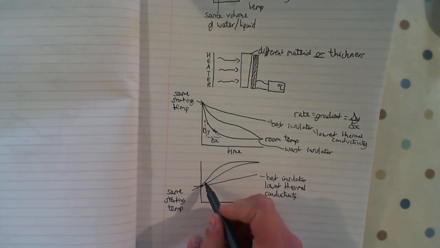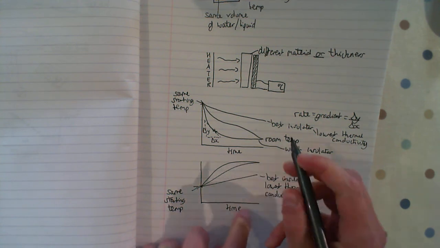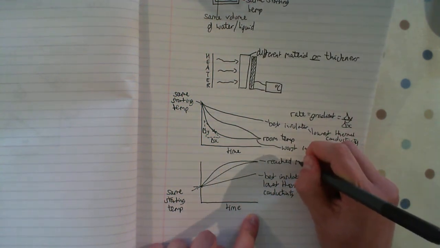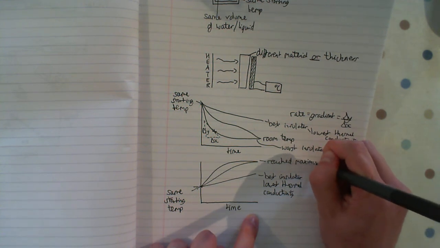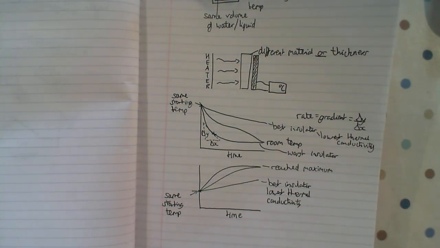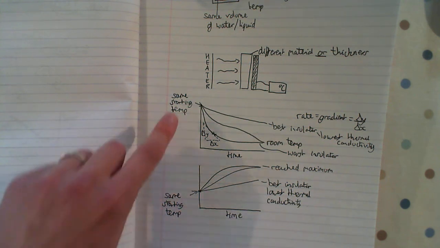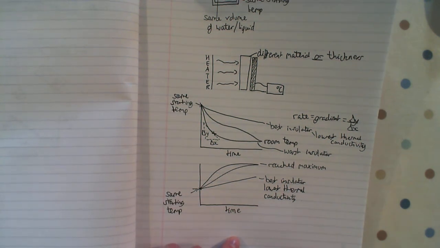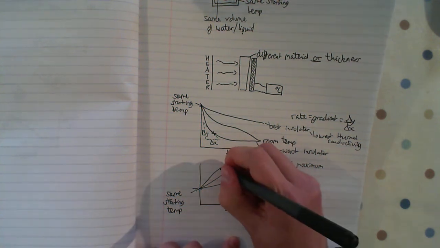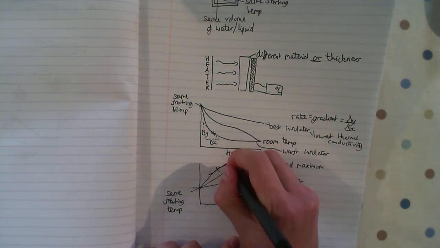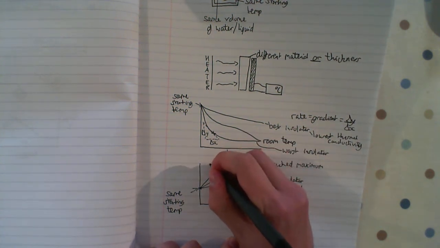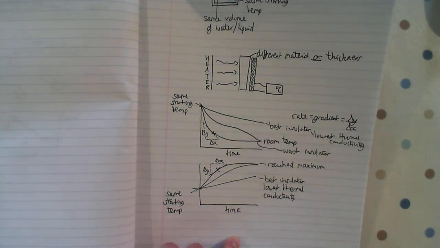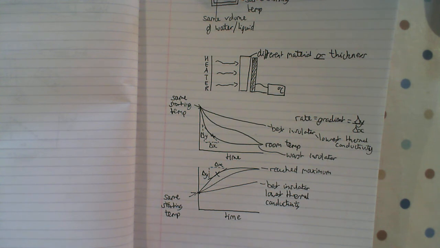And this one's increased rapidly and it's plateaued, so it's reached a maximum. And at this maximum, it's dissipating as much energy as it's gaining from the heater. Again, you could be asked to calculate a rate, and again you draw a tangent, do change in y divided by change in x to get the gradient, which would give you the rate.